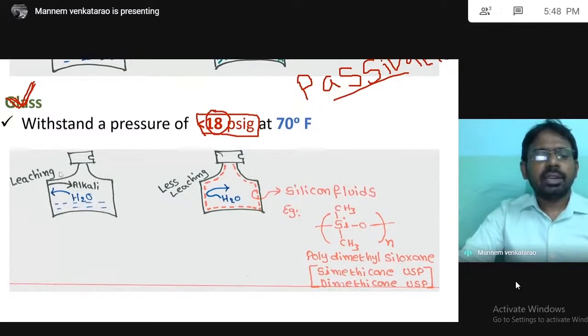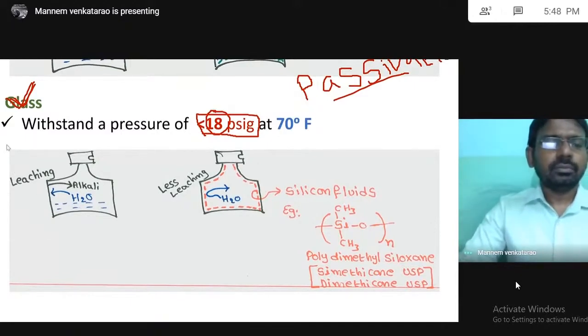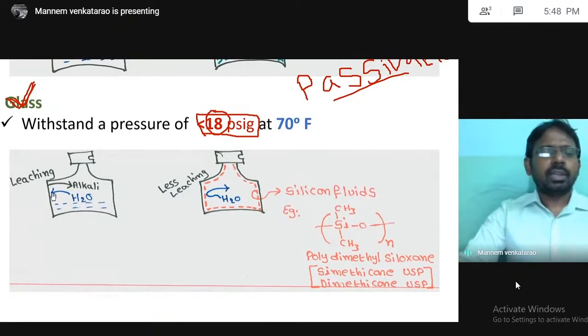That's why, once water touches the glass surface, alkali will be released from the glass walls into the product. This is called leaching. What is leaching? It is the process of release of alkali from glass walls when water touches the glass surface.